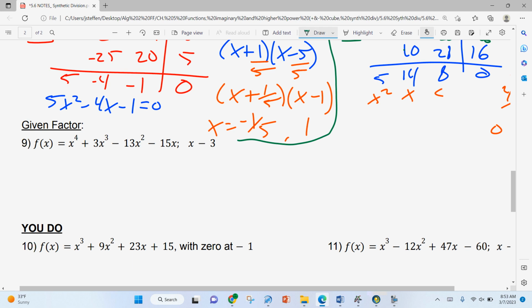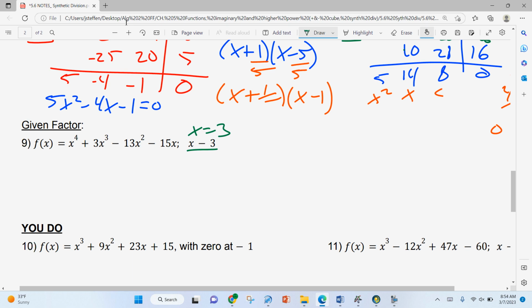So if they give you a factor, so instead of giving you a 0, they give you a factor, it's literally the exact same thing. The only difference is they don't give you a 0, so you have to find your 0. So for this one, they give you minus 3. Your answer is 3. Now again, if you don't know how to tell, one of them has an equal sign in it. One of them you have to solve because it doesn't.